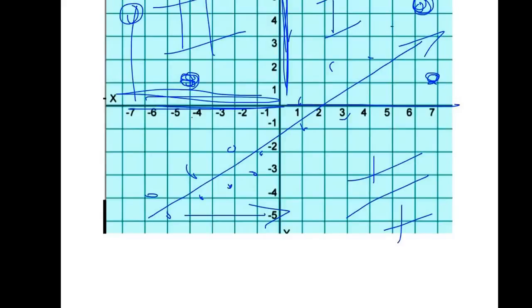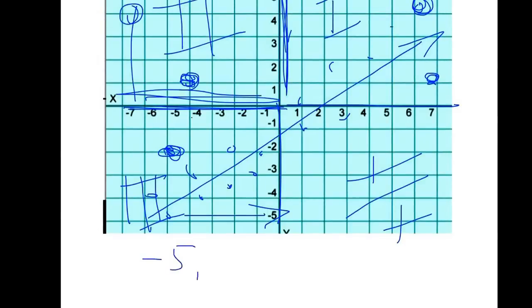Over here, this is quadrant 3. In quadrant 3, everything is negative. You're to the left on x, you're down below on y, so it's going to be a negative, negative. For example, this would be negative 5, negative 2, right here.